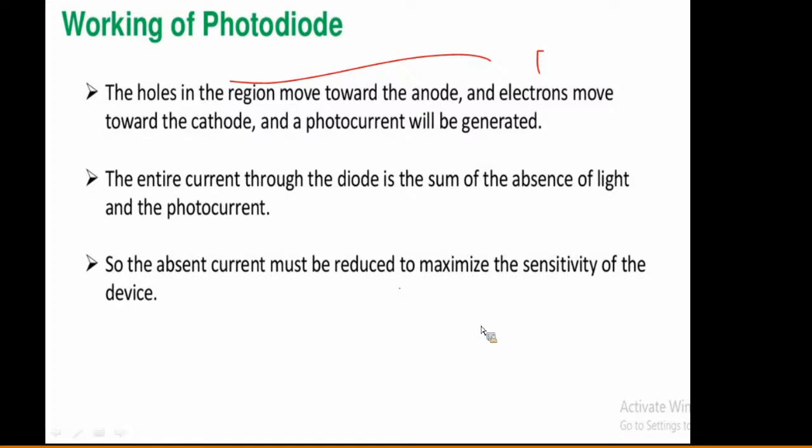Now, if in absence of light there is zero current, the complete current is due to the light current. For us, the absent-light current must be reduced to the maximum extent. That means it must be reduced to zero, so that we can achieve the maximum current with the help of the light current.